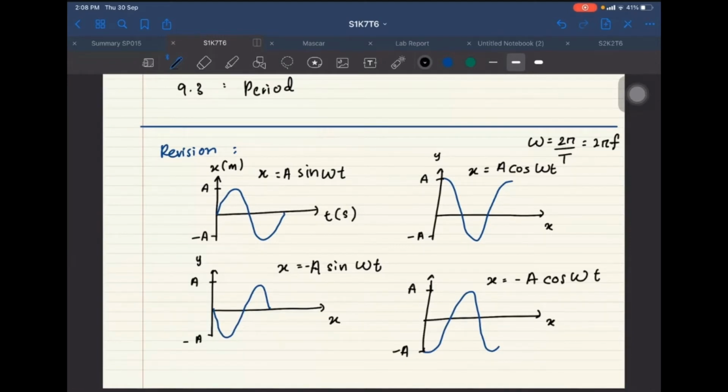Sorry, I think I'm going to rewrite this one as well. I forgot to change it to x and t.